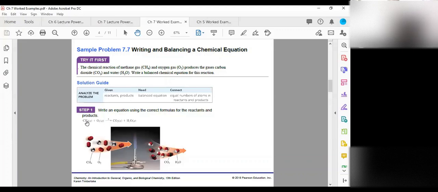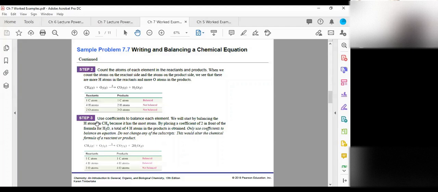Since I have 4 hydrogen here, maybe I can plug in 2 in front of H2O. If I do, then I'm going to have 2 times 2, so that's 4 hydrogen, and that 2 means I have now 2 oxygen plus 2, so that's 4. And if I have 4 oxygen on this side, that means I have to plug in 2 in front of the oxygen element on the left-hand side. Let's see, is that what they did?